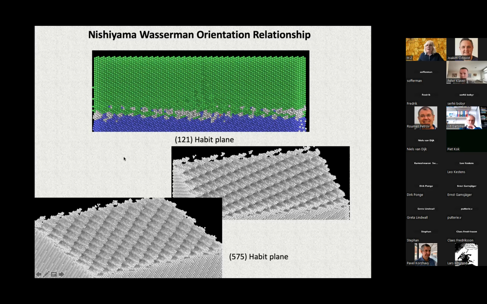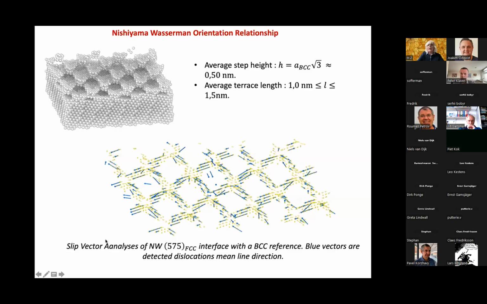This is a Nishiyama-Wassermann orientation relation, where we have a very nice periodic plateau structure, some terrace structure, as you can see here. What we started to do now is that we are interested, of course, in understanding the mechanism of the propagation of this interface. You can see here that in the case of the Nishiyama-Wassermann, the step height is approximately 0.5 nanometer, and the average terrace length is approximately 1.5 nanometer.